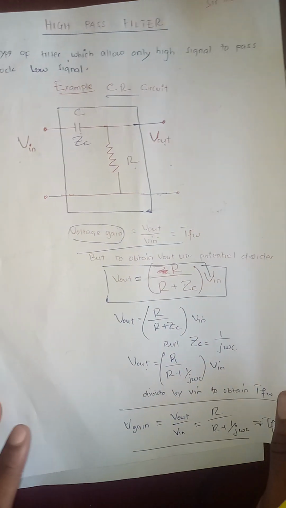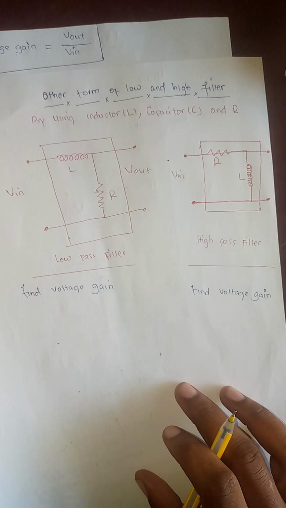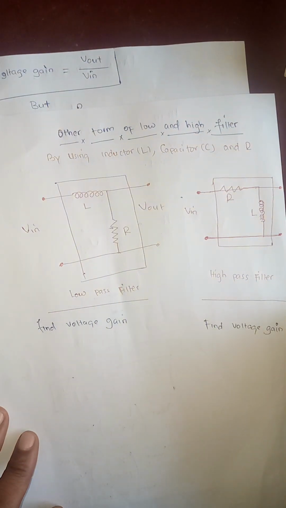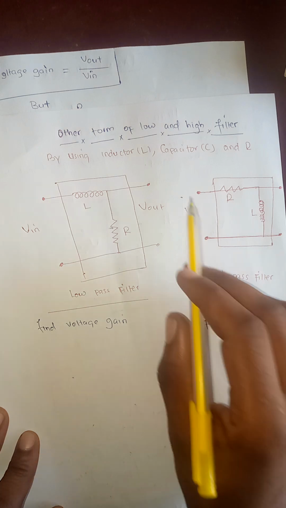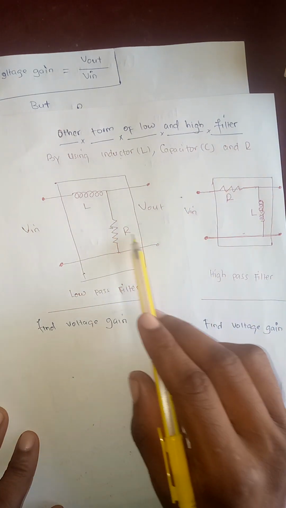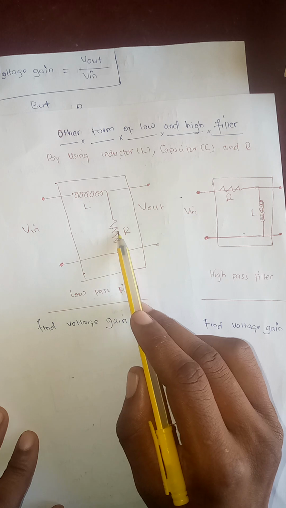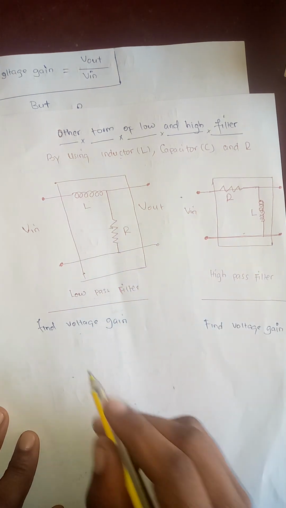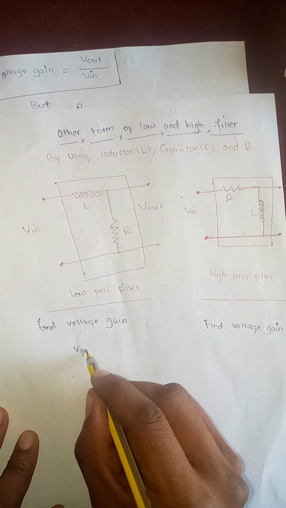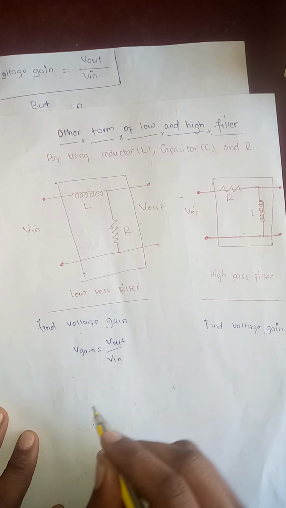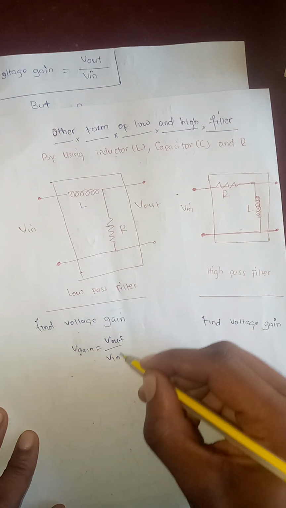Then after knowing that, we can move to the other forms. We can also use inductors, capacitors, and resistances, as you can see here, to represent the low pass and high pass filters. So here, this is the inductor, this is the resistance. Now you can also find the voltage gain, because we know voltage gain is equal to voltage output over voltage input, this one over this one.